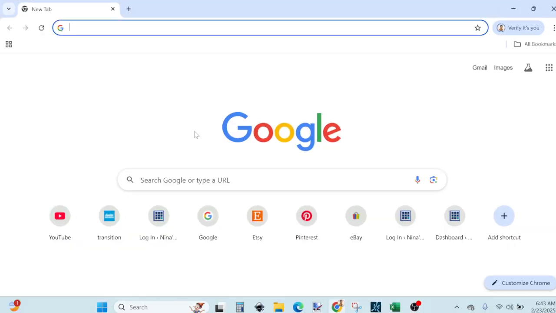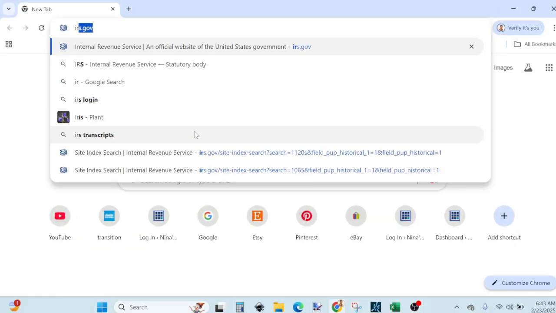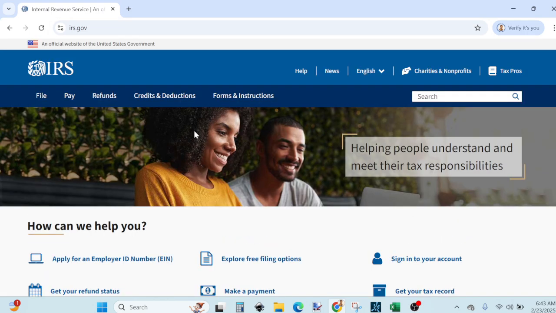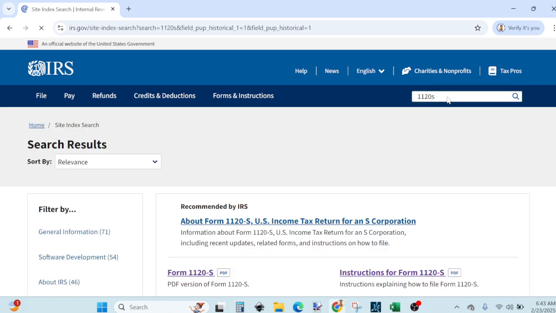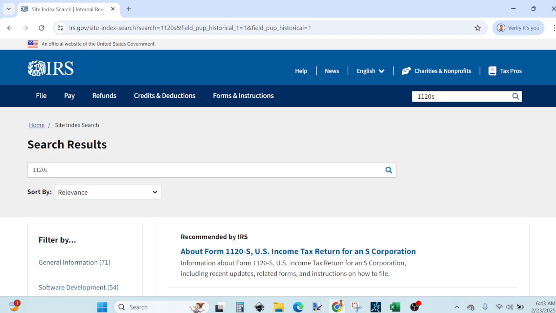Hello, how to file Form 1120S S-Corp tax return. I would suggest you use a software to file your S-Corp tax return.